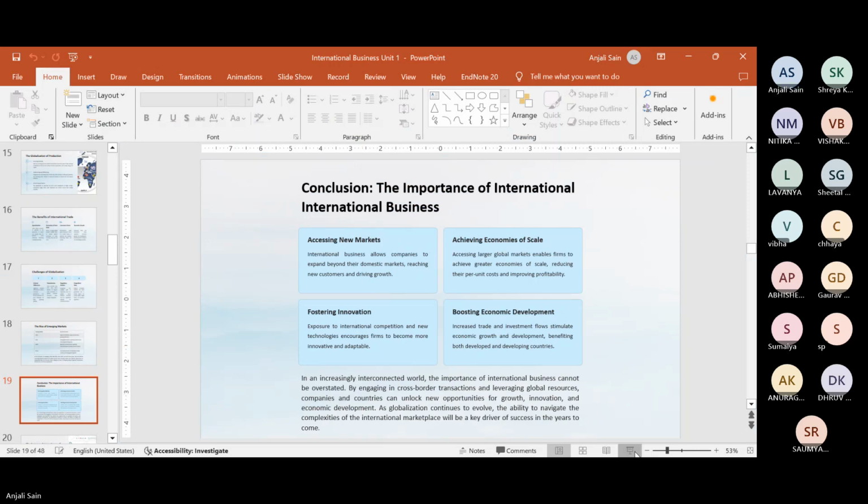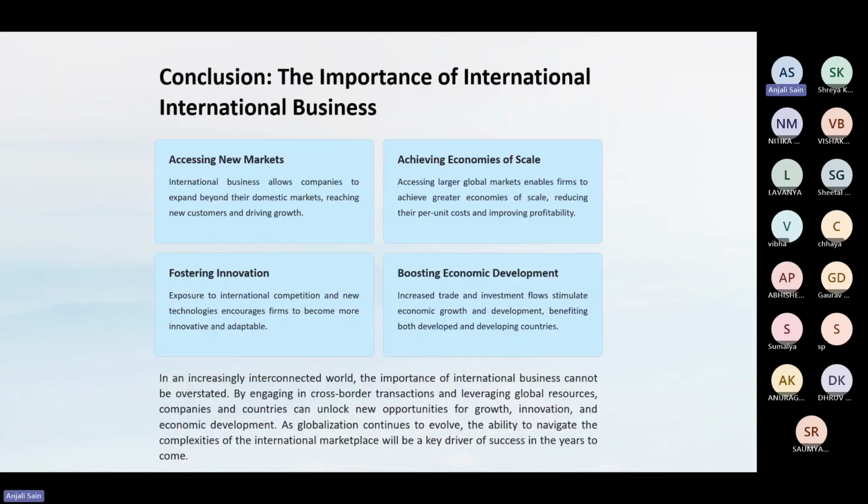Then we'll discuss the importance. What is the importance of international business? International business helps in, we have already discussed it, but very briefly we'll discuss it again. First is accessing new markets, achieving economies of scale, fostering innovation, and boosting economic development.